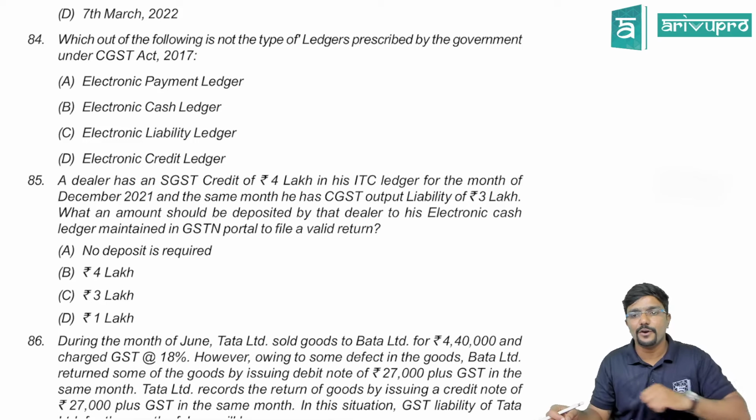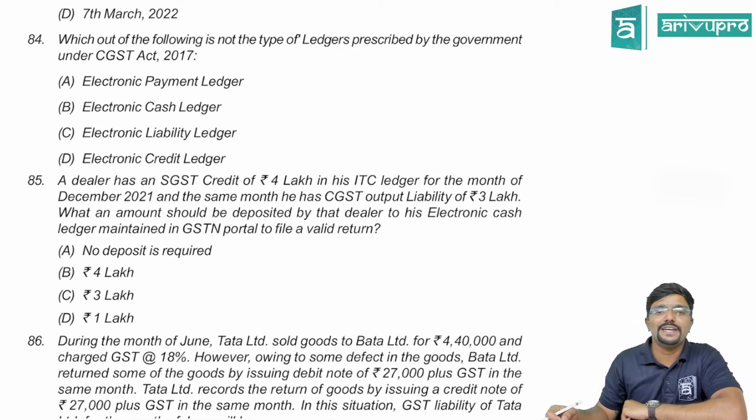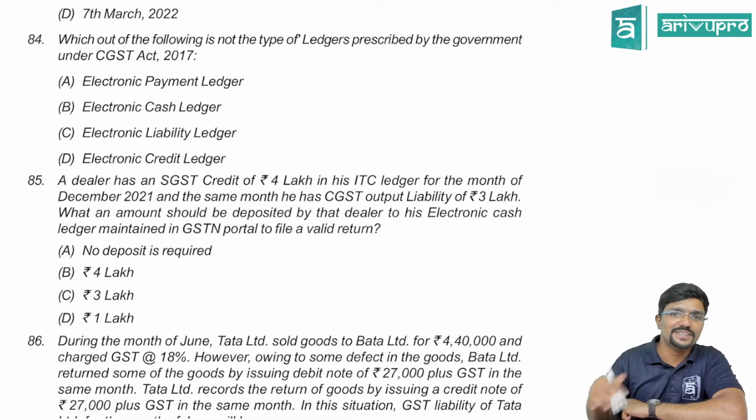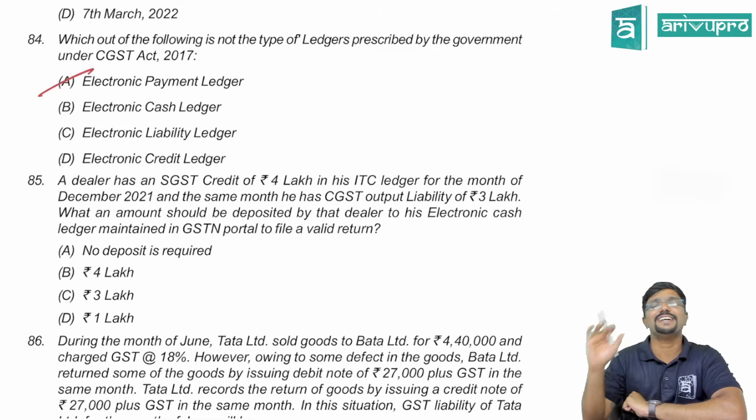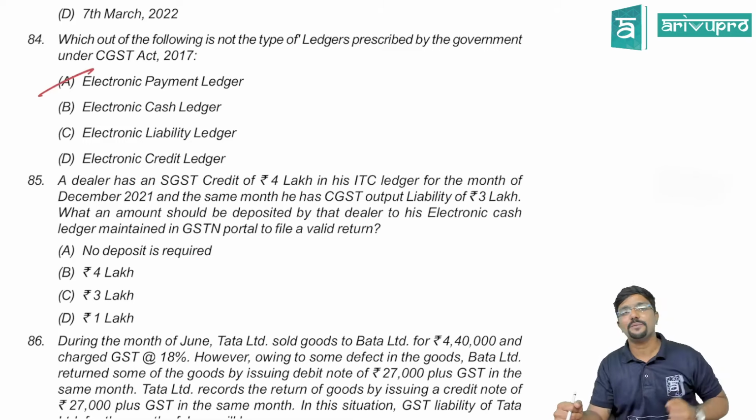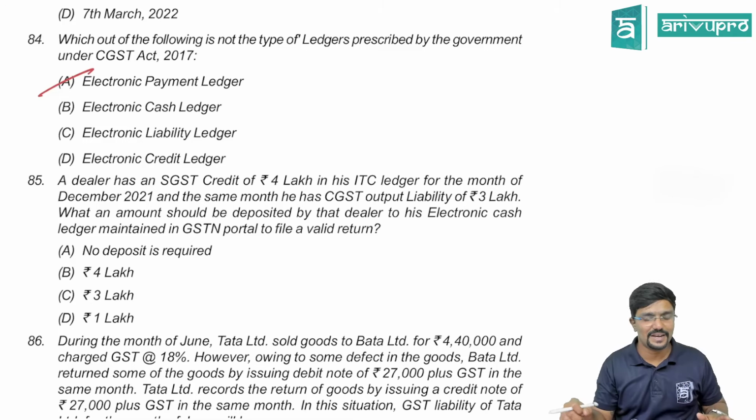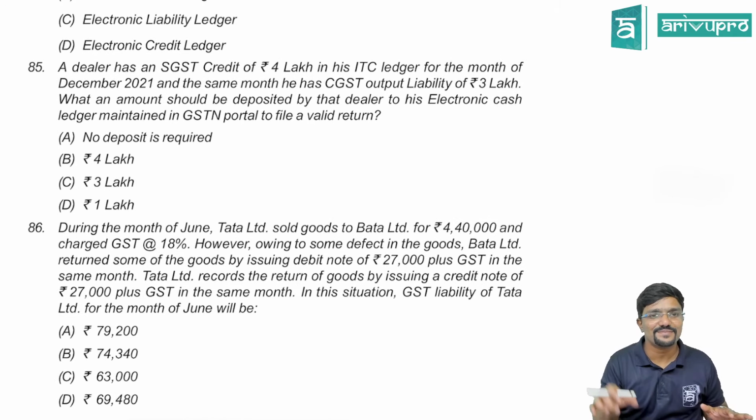Which of the following is not a type of ledger prescribed by the government under the CGST Act 2017? Electronic payment ledger. Actually, there is nothing called a payment ledger. Cash ledger is there, liability ledger is there, credit ledger is there. So there is nothing called a payment ledger. Easy one, 1 mark, guys.